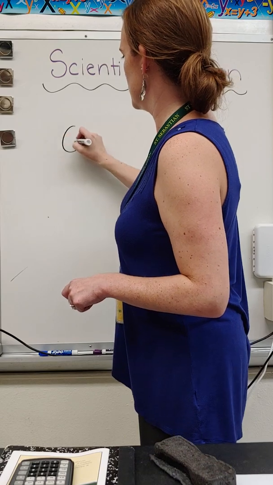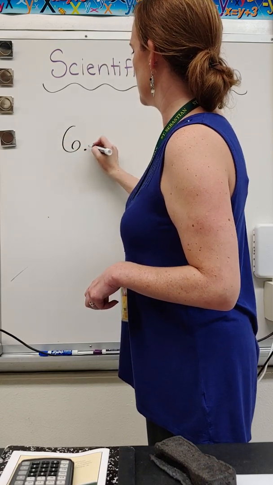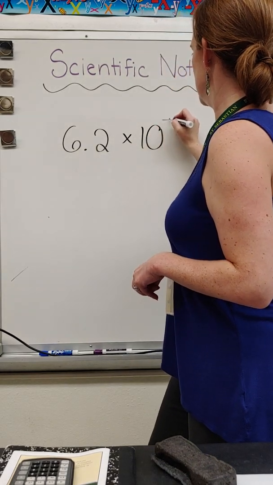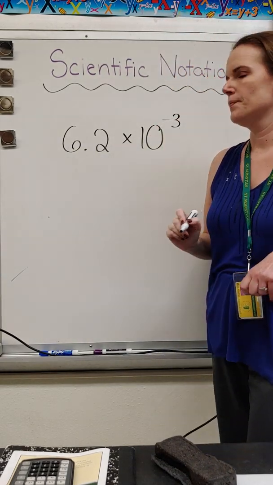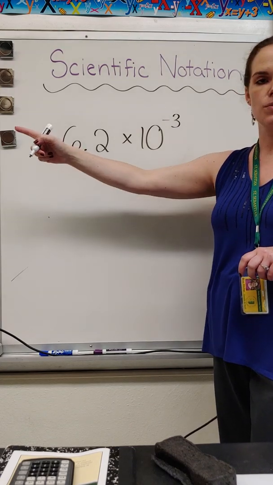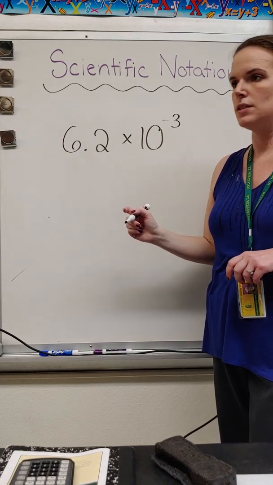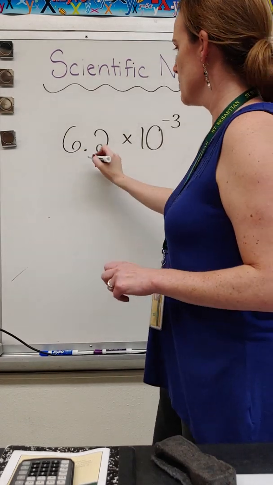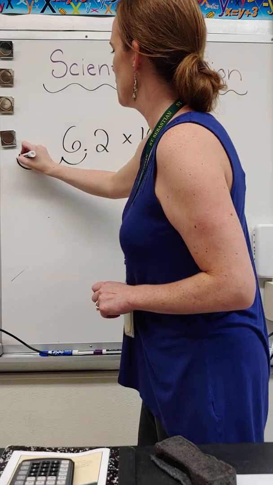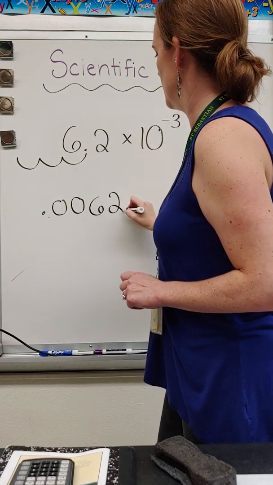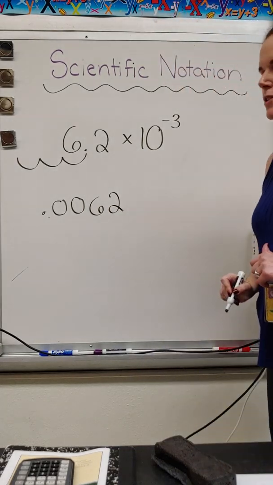So 6.2 times 10 to the negative 3. That means take this decimal and move it 3 spaces to the left. It's negative, so you're making the number smaller. So we're moving it 1, 2, 3. That is your answer.